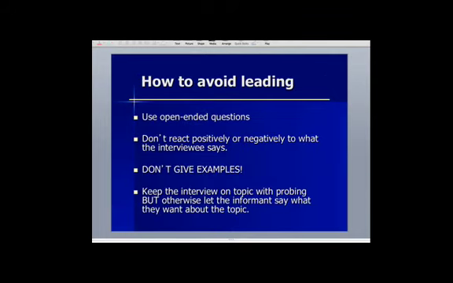Use open-ended questions. Don't react positively or negatively to what the interviewee says. If he says, I was thinking of getting a gun, don't gasp and move your body away. Also, don't give examples too much, because those kinds of prompts tell people the boundaries of what's acceptable and may not let them use that interview as a chance to learn what they think and to explore the topic. You keep the interview on topic with probing, but otherwise let the informant say what they want to say about the topic.